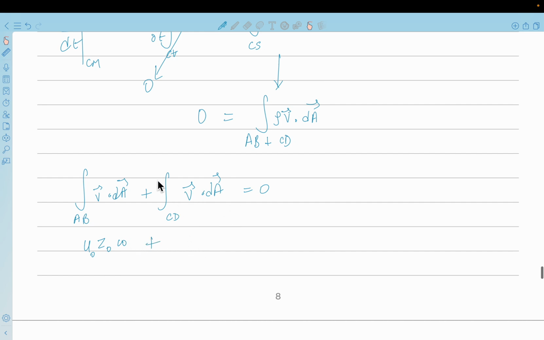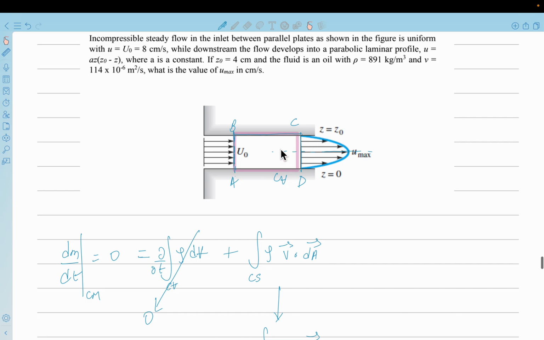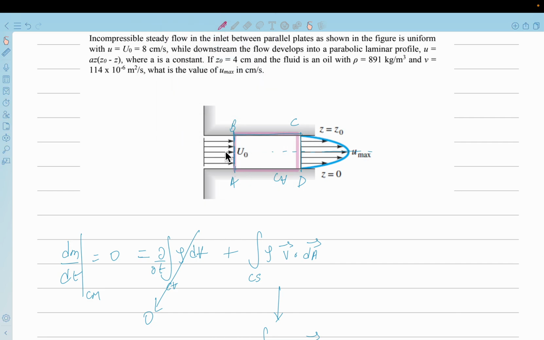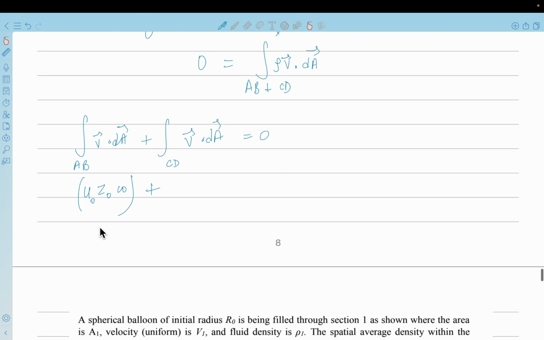What about this integral CD? Oh, and by the way, is this positive or negative? It is negative, right? Because n cap here is in this direction, and here it is in the positive direction. So we should have written negative.